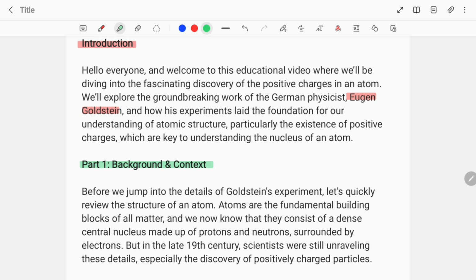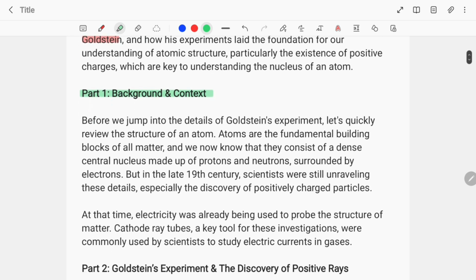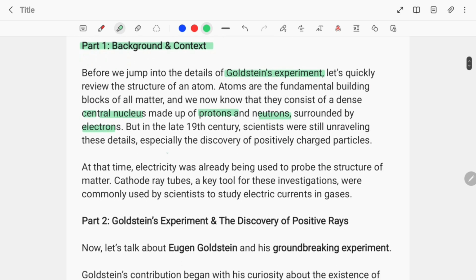Background context. Before we jump into the details of Goldstein's experiment, let's quickly review the structure of an atom. Atoms are the fundamental building blocks of all matter, and we now know that they consist of a dense central nucleus made up of protons and neutrons surrounded by electrons. But in the late 19th century, scientists were still unraveling these details, especially the discovery of positively charged particles.